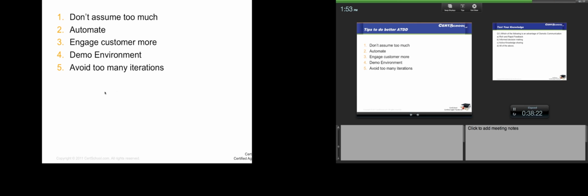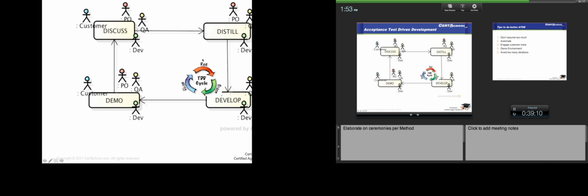Okay. And the fifth tip here is avoid too many iterations, and this goes for both test driven development and acceptance test driven development. If too many iterations are happening, I'll just go back to the previous slide. Just like I said in test driven development, if it is taking more than 2 cycles to close a story in acceptance test driven development, that means we are doing something seriously wrong. Either we are not understanding what the customer wants, so there's a communication gap, or we are not doing the implementation right or testing right.